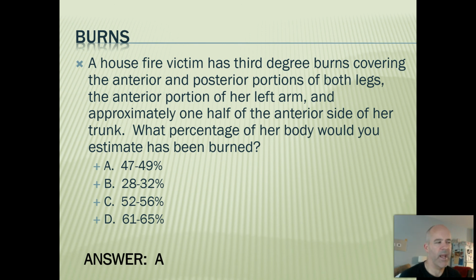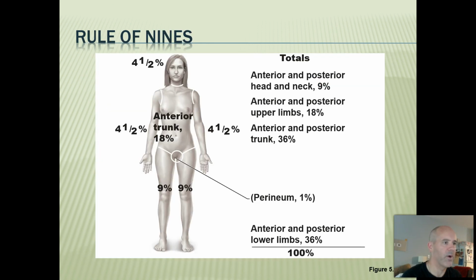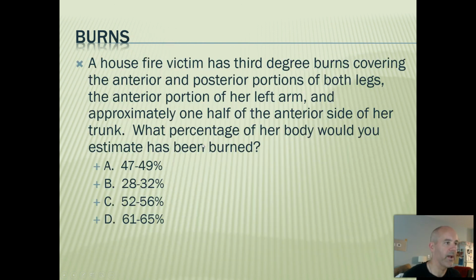So I probably should have made it a 47 to 50% range there to make sure we had that covered properly. There's 9 front and back, that's 36. Half of this is 9 more, that's 45, and then plus the 4.5% over here will give us 49.5.